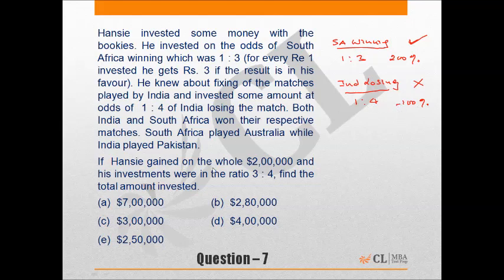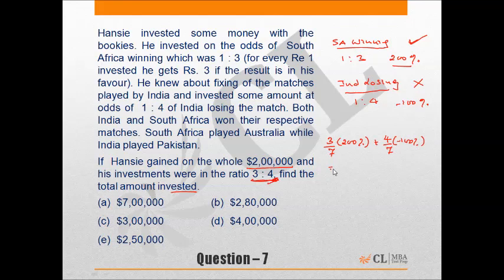Let's look at this question now. If Hansi gained $200,000 and his investments were in the ratio of 3:4, find the total amount invested. This question can be done straight away by weighted average. His investments are in the ratio of 3:4. So on 3 out of 7, Hansi had a profit of 200%, because South Africa won. On 4 out of 7, which is the fraction of the amount invested on India, he had a loss of 100%.